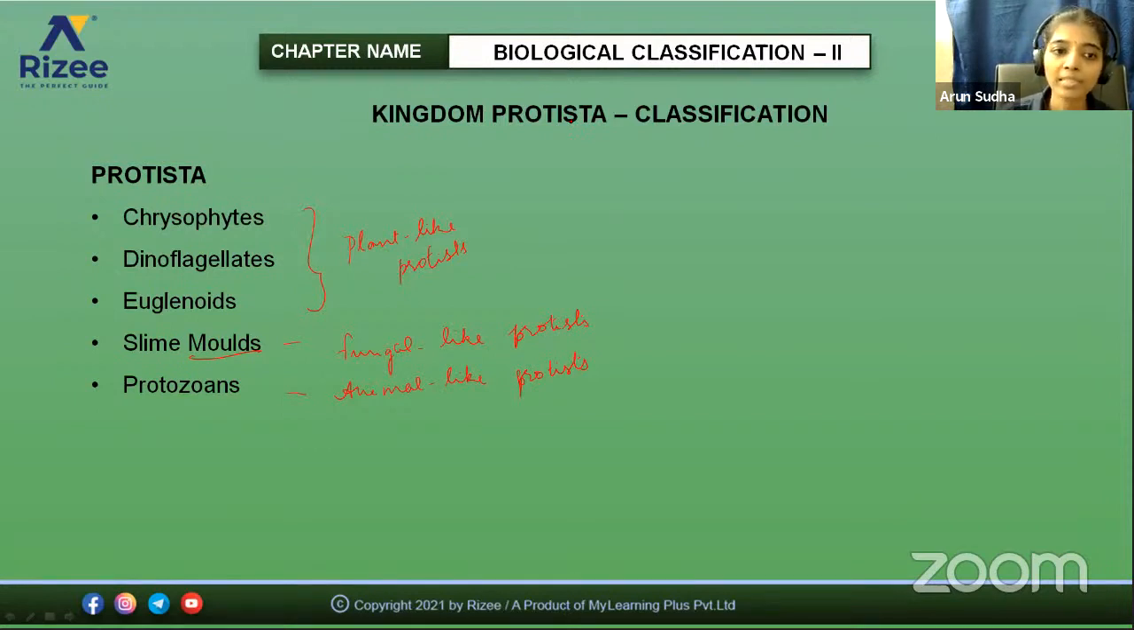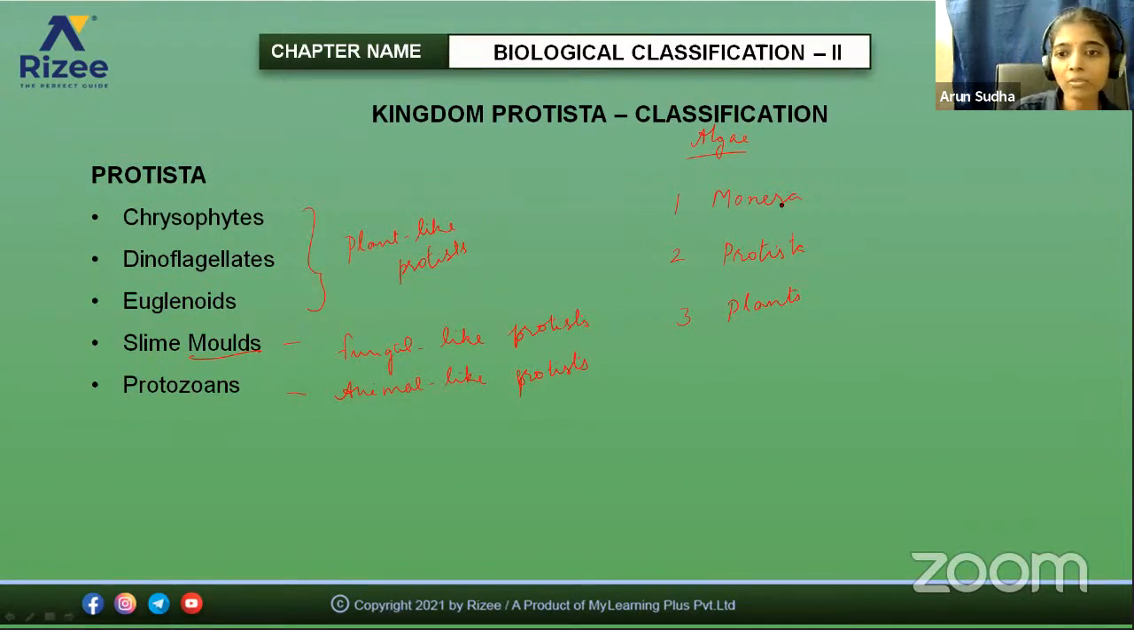Okay, so is it clear? Then Chrysophytes, Dinoflagellates, Euglenoids, slime molds, and protozoans. And also if you take algae, what are the features of algae? Algae, in the sense, we can say they are the chlorophyll-containing organisms. So if you take algae, we classify this algae in 3 kingdoms. For example, Monera, and also Protista, and also in plants. So the algae come in 3 different kingdoms.